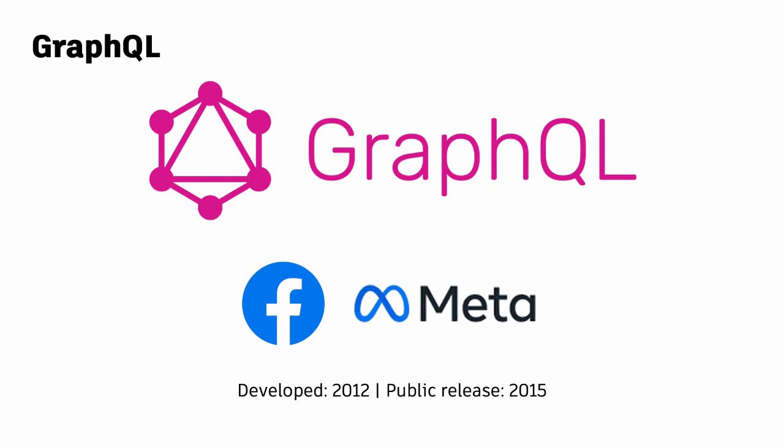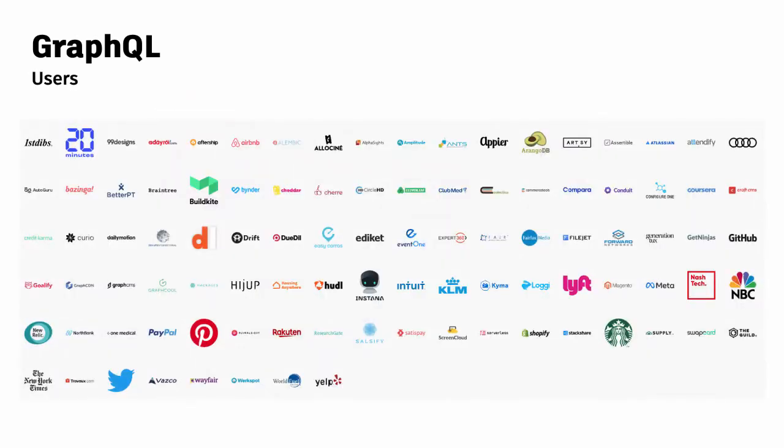It was created by Facebook back in 2012 and released to the public in 2015, so it's quite mature by now. And so many companies have been using it already, including the creator Facebook, Meta, of course, Twitter, PayPal, Pinterest, etc. And now Autodesk is using it as well for Fusion Data API, our first ever public GraphQL API.